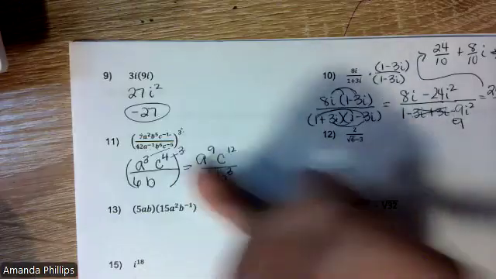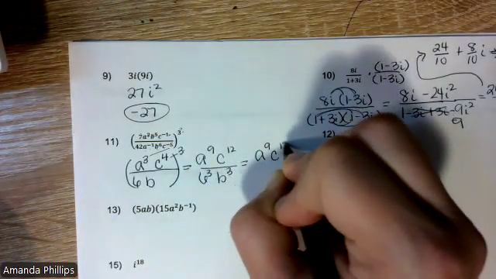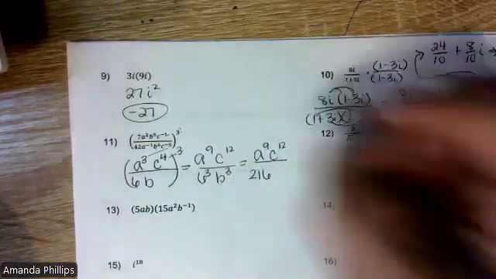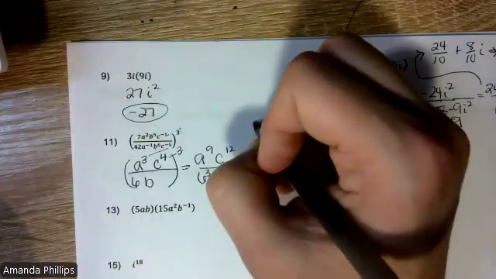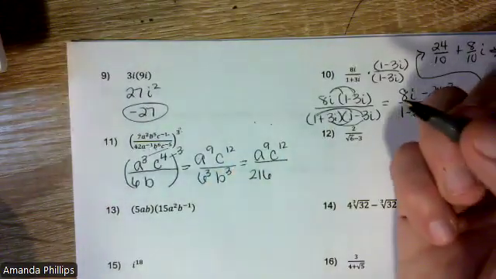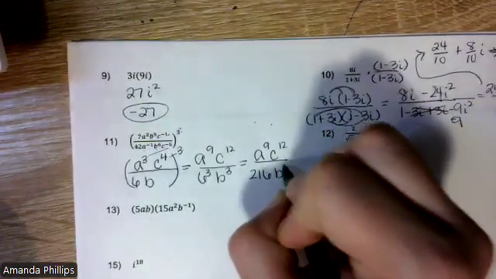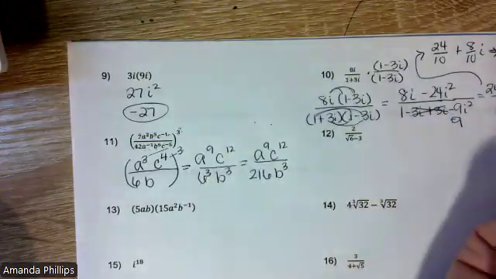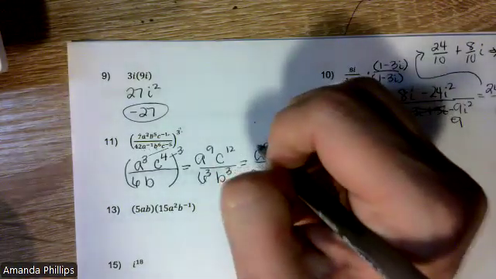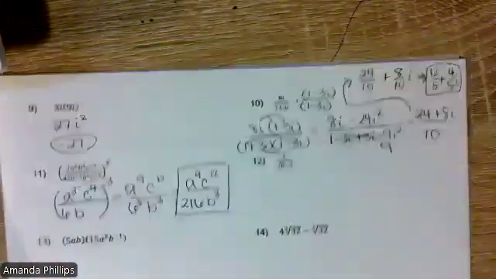Now, everything else is good except 6 to the third. So a to the ninth, c to the 12th, 6 to the third is 216, because you can do 6 times 6 is 36, and then 36 times 6 would be 216, and then b to the third. Plus, 6 to the third is on your list of cubes and squares, right? So you can look that up too. All right, this is our final simplified answer.